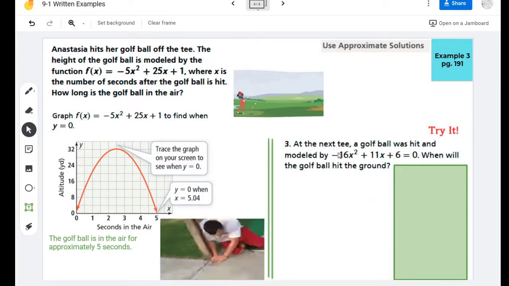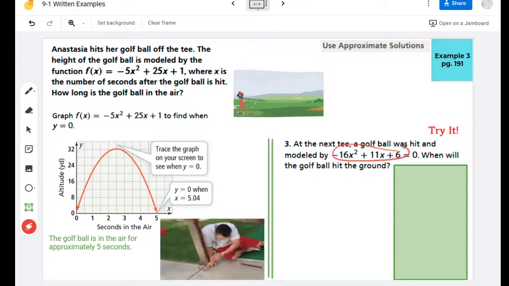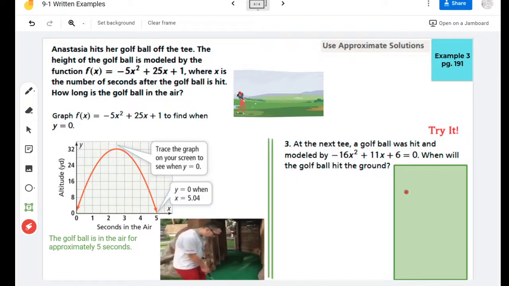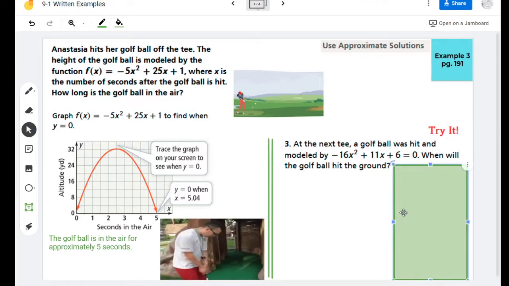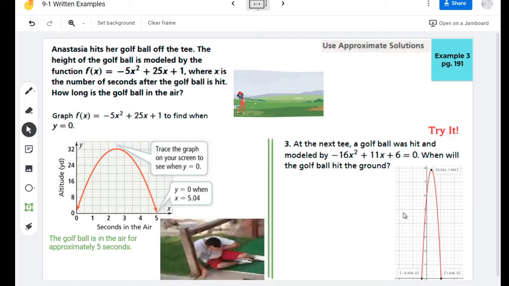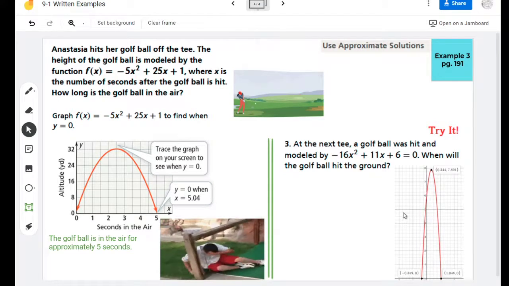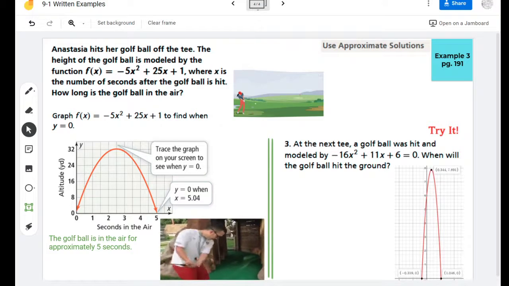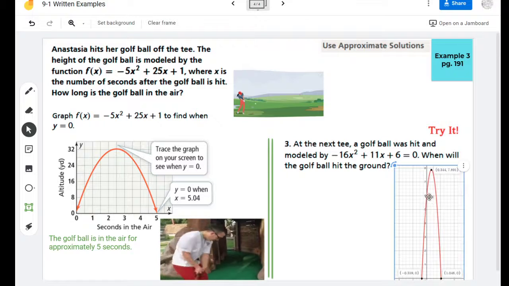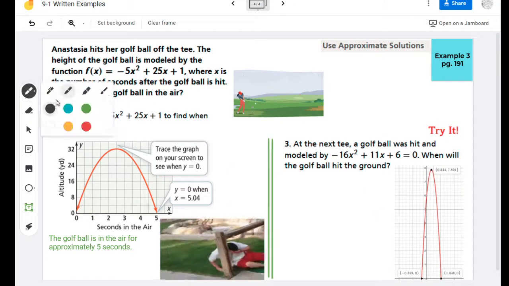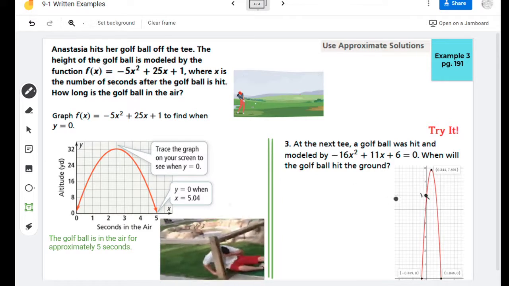So it says, at the next tee, a golf ball was hit and modeled with this function. When will the golf ball hit the ground? And so I went ahead and I popped that on the Desmos, and you can see it here. So the time that it spends in the air, okay, here's one thing worth noting, is that the initial height here is 6. So this golf tee is 6 feet off of whatever ground they were on.